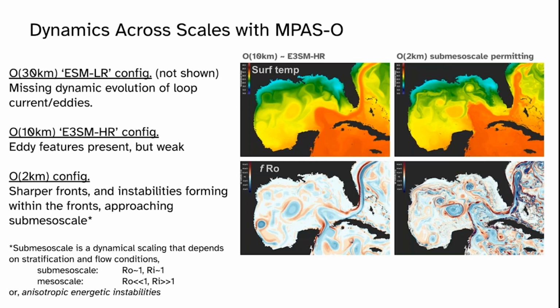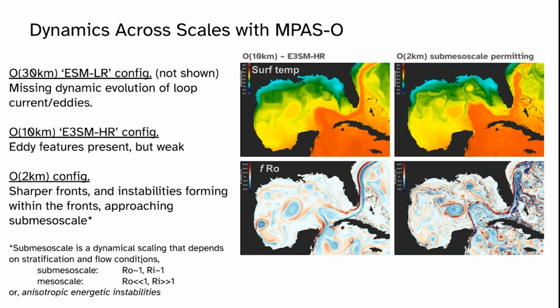Darren Engwirda recently ran a 2-kilometer configuration, regionally refined, and you see that there are sharper fronts, instabilities forming within the fronts, and there's a whole new class of features that are developed, and the relative vorticity, proportional to the Rossby number, increased, indicating that these are much more nonlinear features, not necessarily governed by geostrophic, large-scale linear flows.